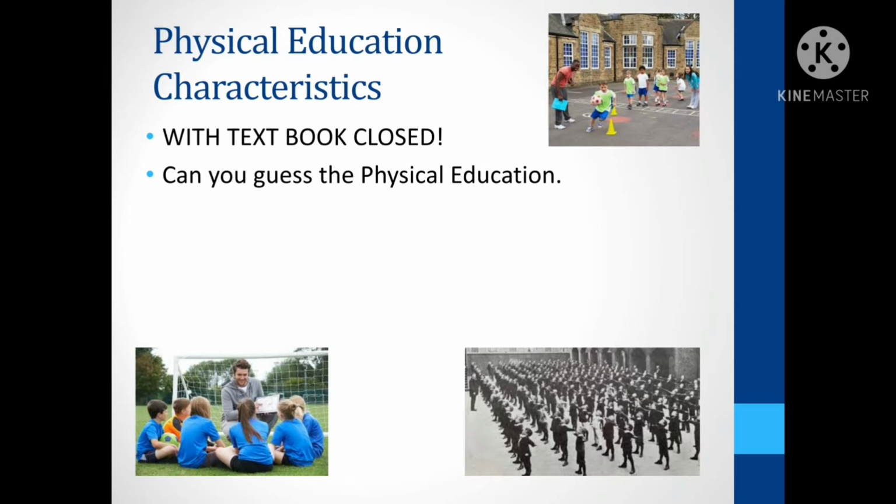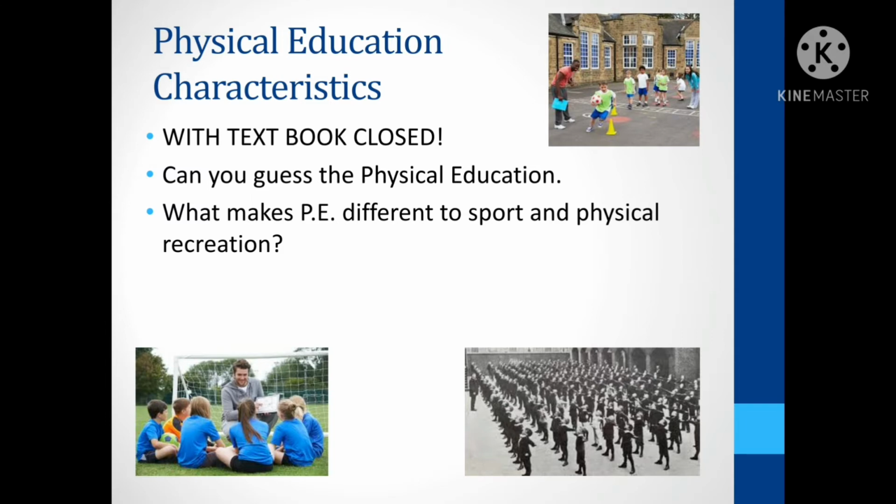Can you guess these for physical education? I don't necessarily think the pictures give you a clue. I've just put them there for a bit of fun. So the bottom right in particular is Victorian. So over 100 years, 150 years ago, PE was done in lines with people doing random kind of arm and leg exercises all together, almost military style. So what makes it up? What makes it different to sport and physical rec? Why is PE different to those two? I'd pause the video and write some of these down now.